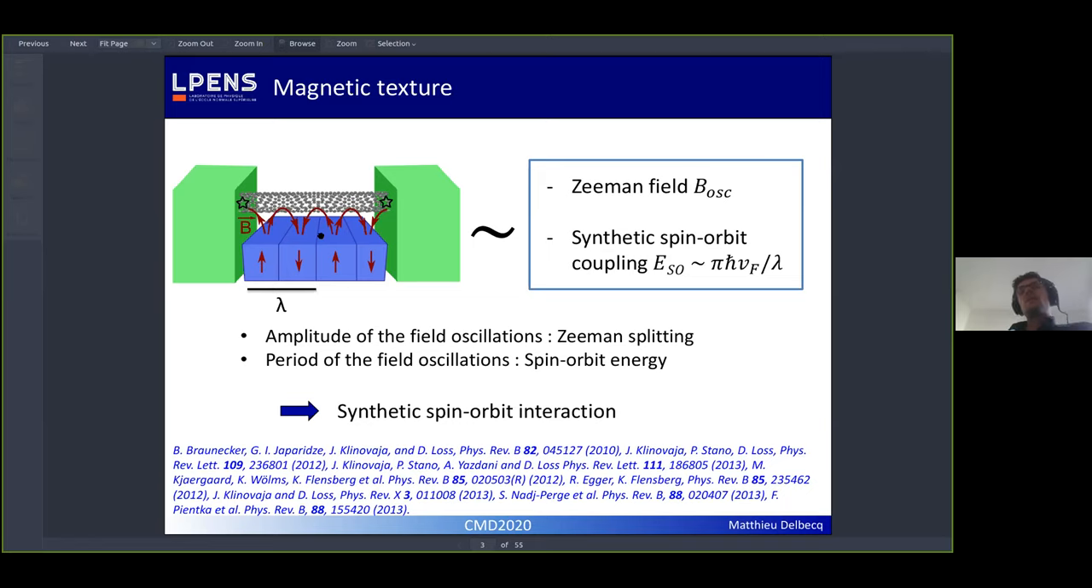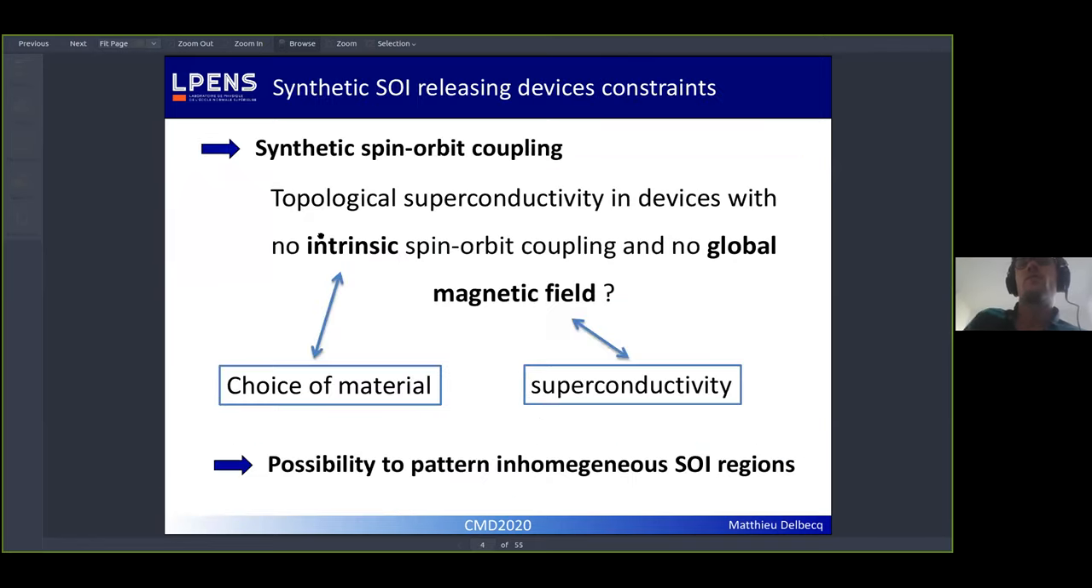And so this synthetic spin orbit interaction lifts several constraints for the device fabrication, because it should allow for realizing topological superconductivity in devices with no intrinsic spin orbit coupling. So we have a larger choice of materials, and also it works without applying a global external magnetic field, which would be more compatible with superconductivity. And in addition, as the topic of this talk, it gives the possibility to pattern inhomogeneous regions of spin orbit interaction in the device.